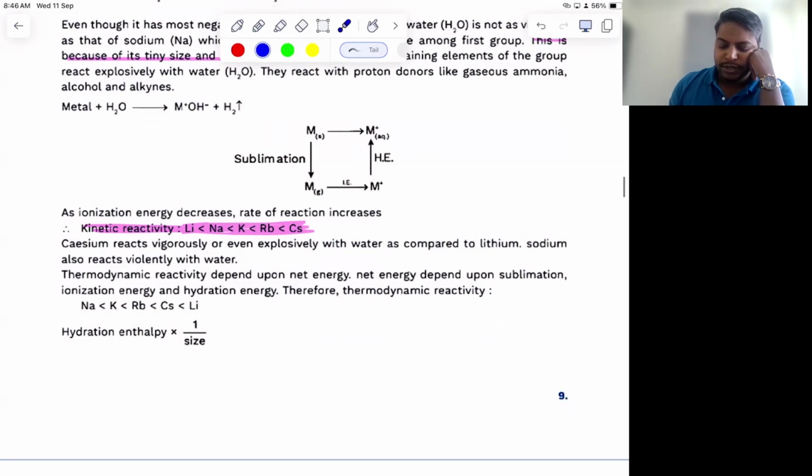Thermodynamic reactivity is about checking the complete conversion of metals. This we just learned depends upon the E naught value, the reduction potential value. So this is the thermodynamic reactivity. It is not about how fast the reaction is happening, it is about how stable the compound being formed is. So the most stable compound will be formed with lithium, right? Because of its very strong hydration.